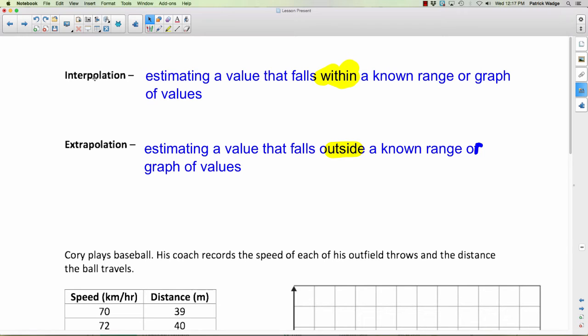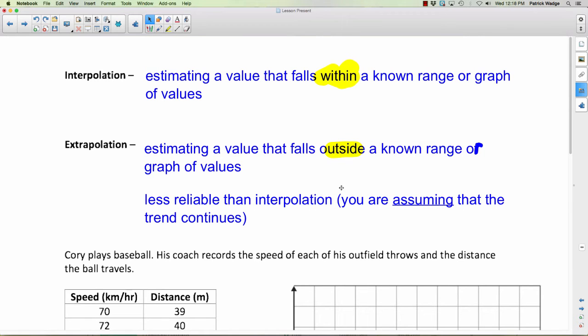Now, which one of those two things, interpolation or extrapolation, which one do you think is more reliable? Or which one do you think is less reliable? Extrapolation is less reliable. Why would that be? Well, let's just think about this for a second. If I had a whole bunch of points, let's pretend this is a graph of some sort, and then there's this space and it keeps going here like this, okay?